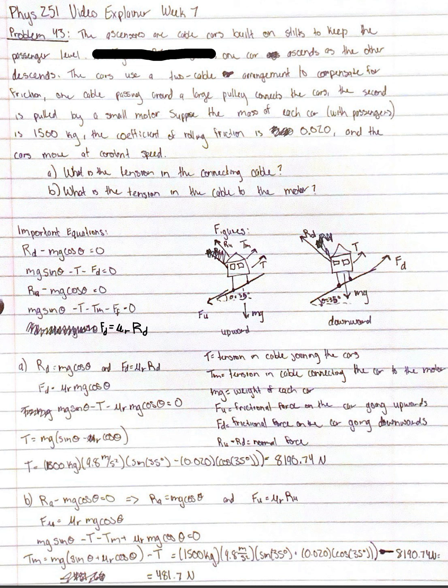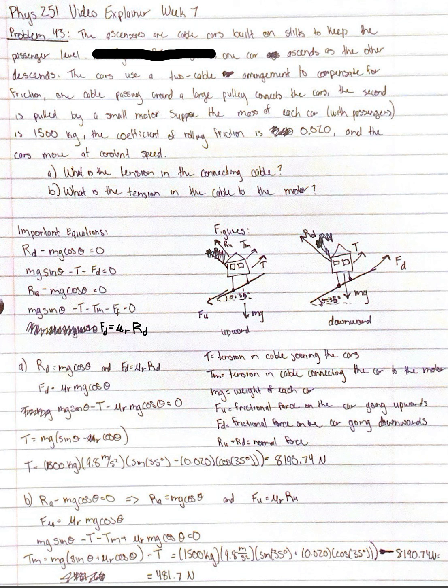For week 7, I had problem 43. In problem 43, the ascenders are cable cars built on stilts to keep the passengers level. One car ascends as the other descends. Cars use a 2-cable arrangement to compensate for friction, one cable passing around a large pulley that connects the cars. The second is pulled by a small motor.